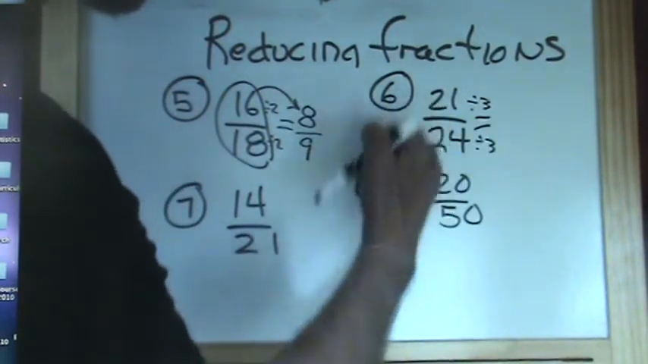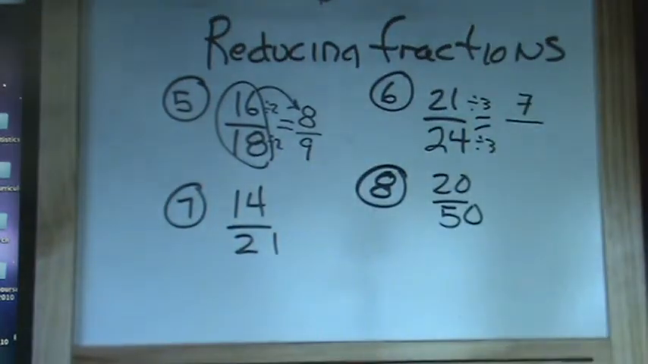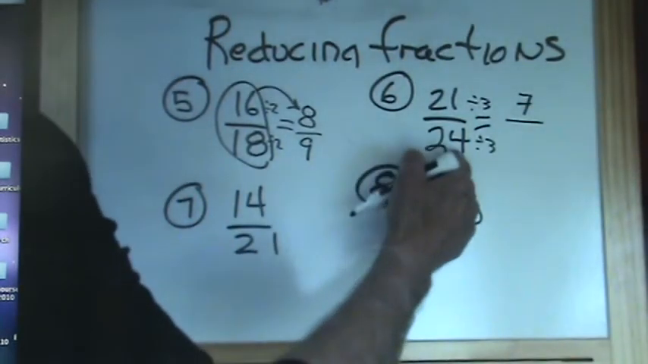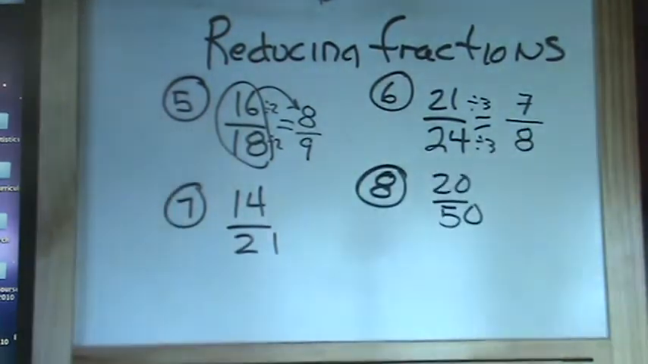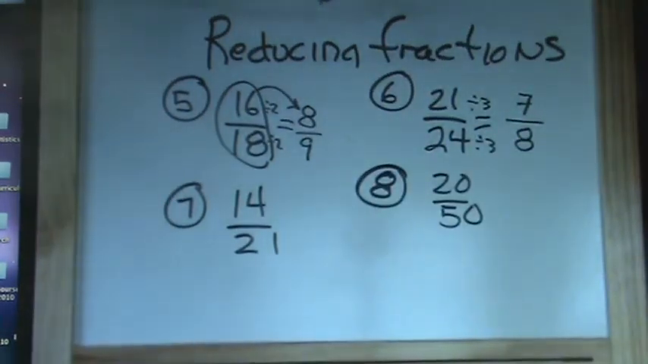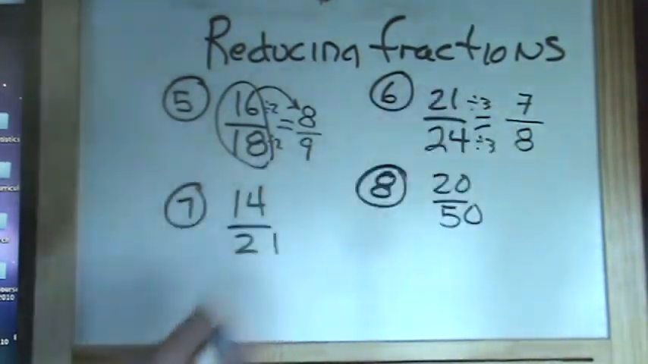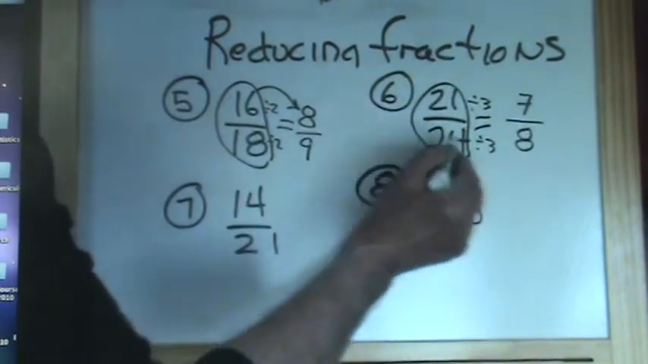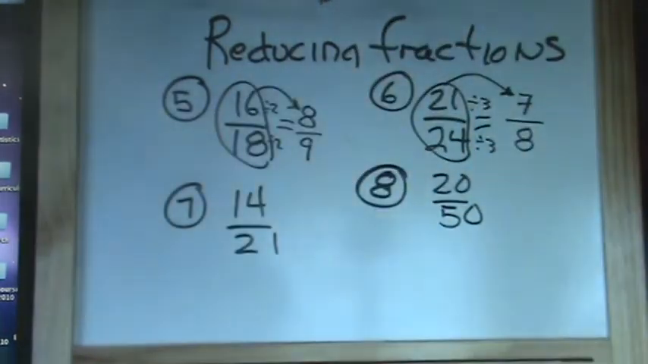3 goes into 21 7 times, because 7 times 3 is 21. 3 goes into 24 8 times, because 8 times 3 is 24. Is there any number that will go evenly into both of these? No, so 21/24 is 7/8.